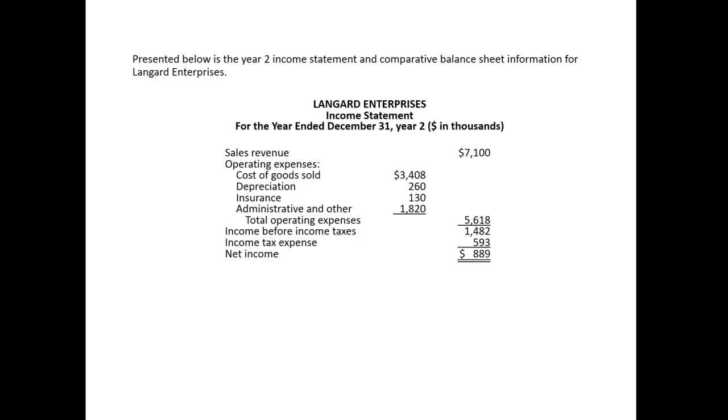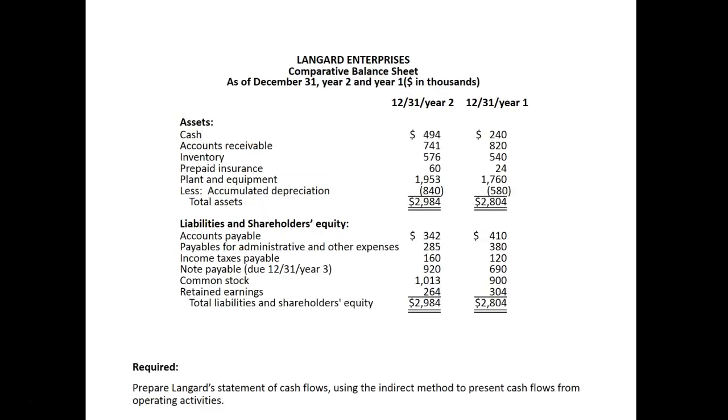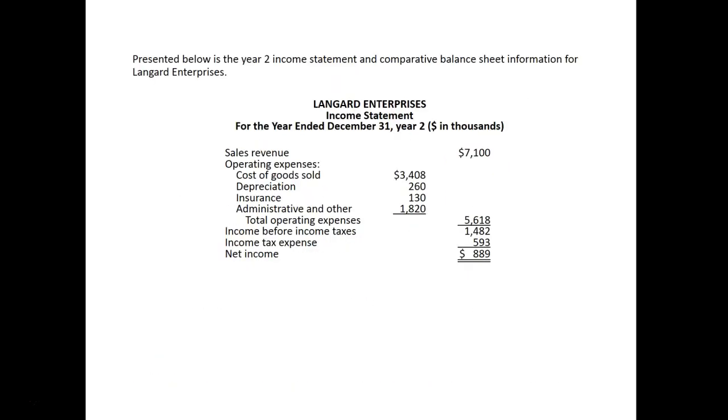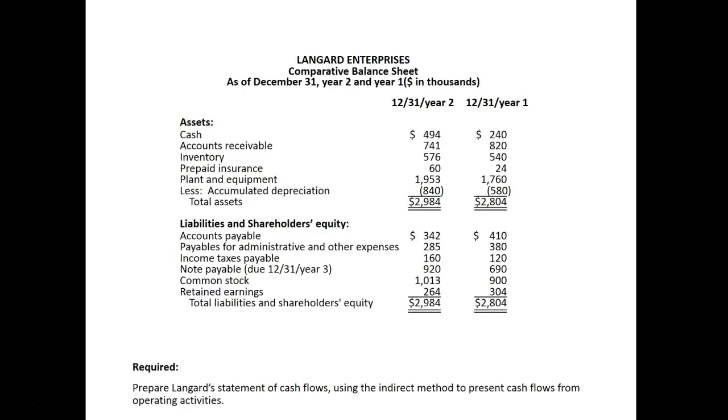Now let's take a look at exercise 420. Presented below is the year 2 income statement and comparative balance sheet for Langard Enterprises. So we've got the income statement here and our balance sheet.